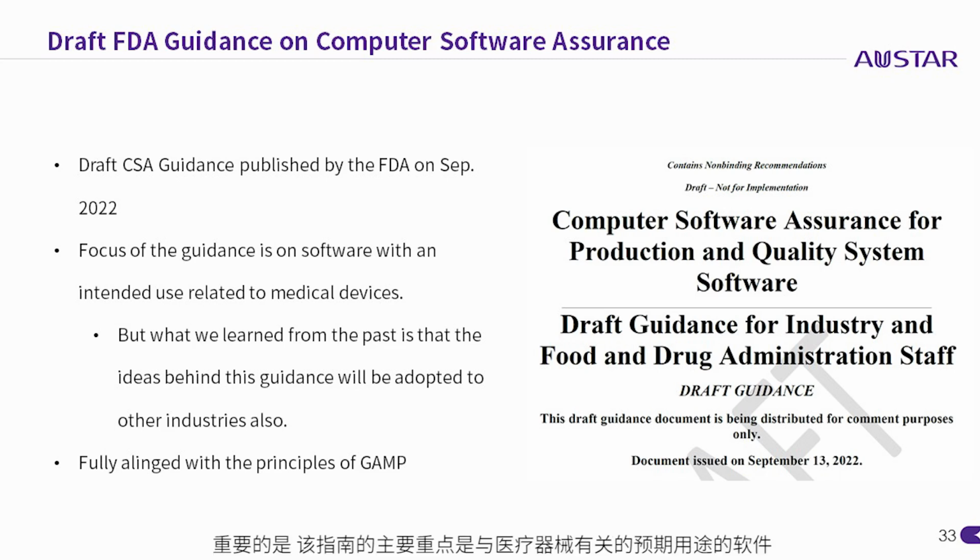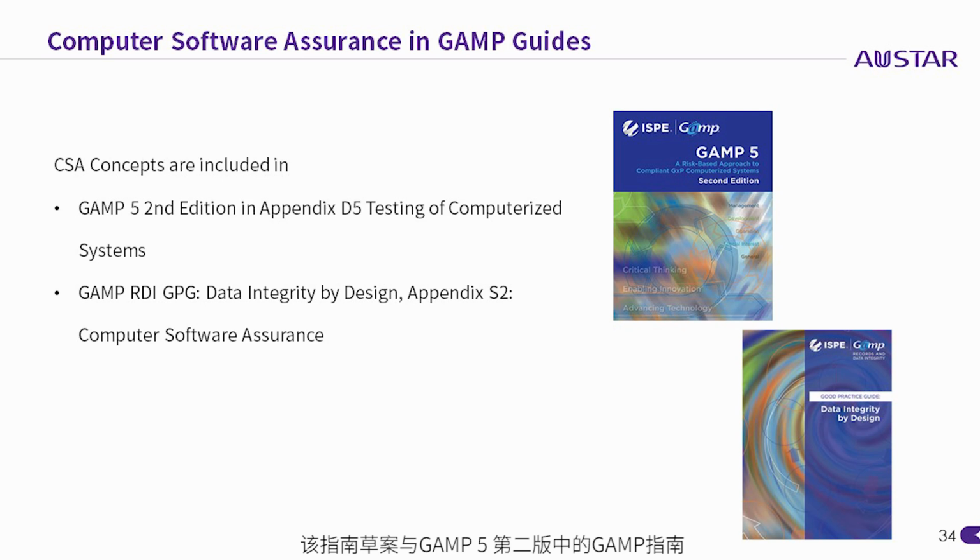It's important to understand that the primary focus of this guidance is on software with an intended use related to medical devices. But what we learned from the past is that the ideas behind this guidance will be adopted by other industries also. The draft guidance is fully aligned with and included in the GAMP guidance in GAMP 5 2nd edition and the Good Practice Guide Data Integrity by Design.